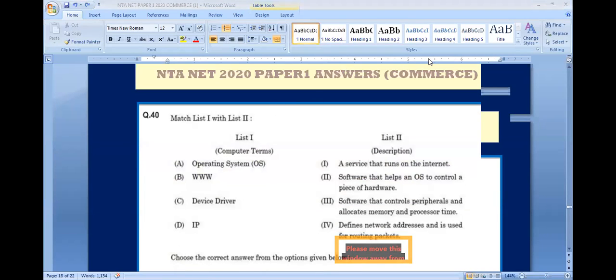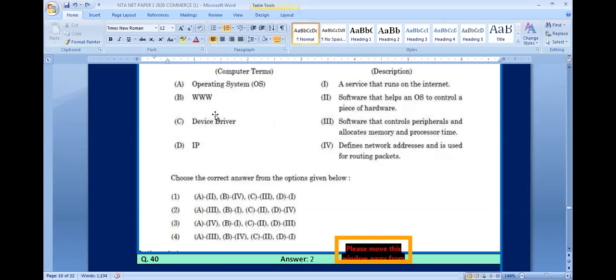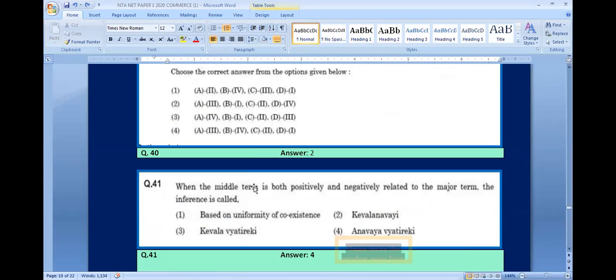Okay. Operating system, www, device driver, IP. If you are able to match at least one perfectly, the remaining will definitely follow. www is a service that runs on the internet. So for B, it is 1. It appears in options 2 and 3. A, operating system, is software that controls peripherals and allocates memory and processor time. So A is 3. B is 1. The only option is option 2. That's it. Move on. Don't read the remaining things.